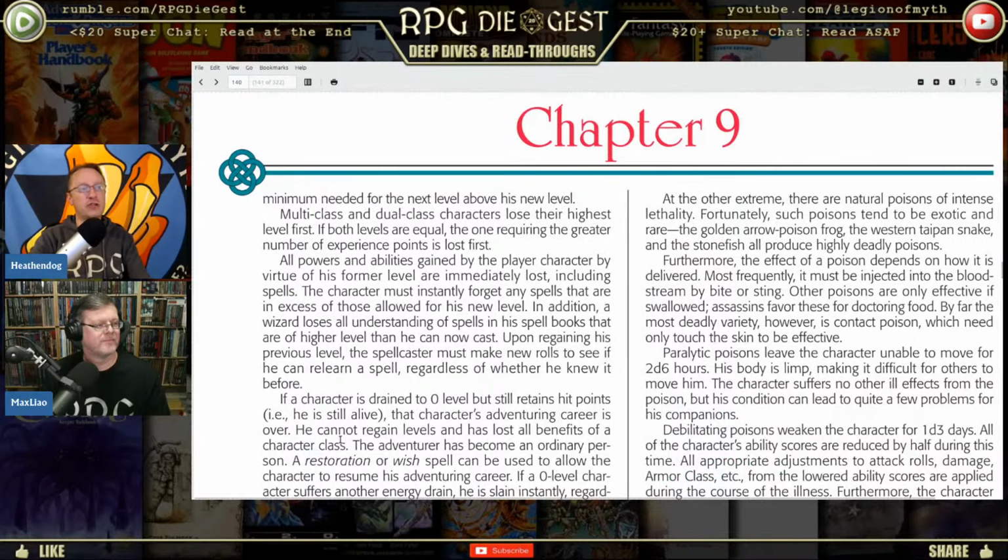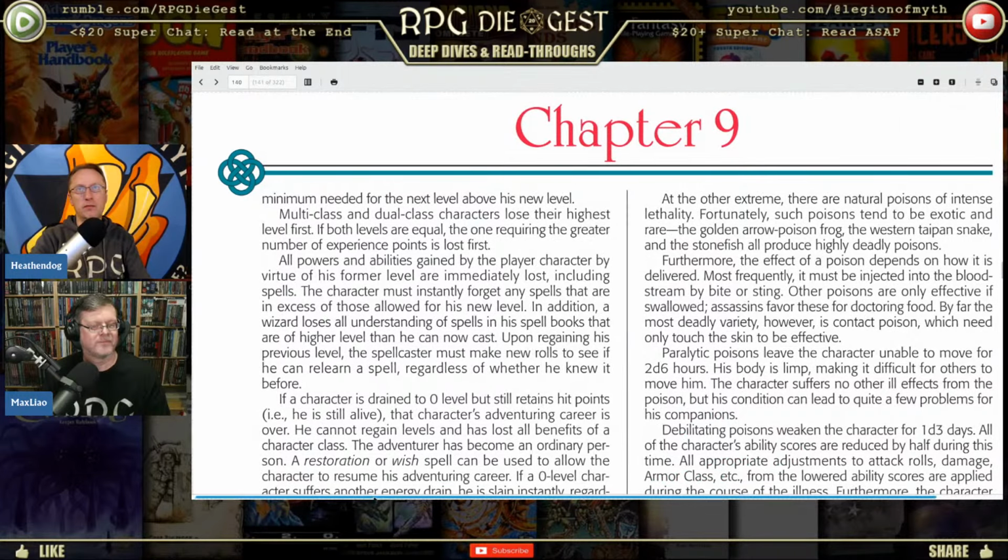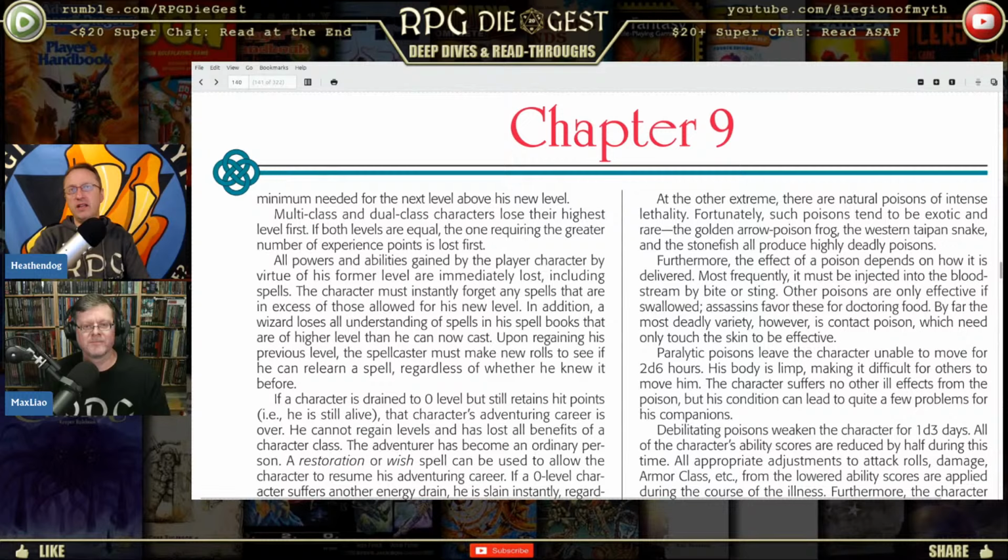On the other extreme, there are natural poisons so intense in lethality, basically Australia. Australia's poison is lethal. Just if you're bit by anything in Australia.